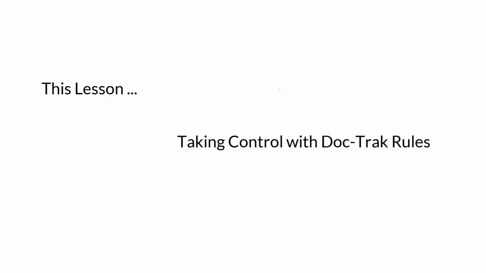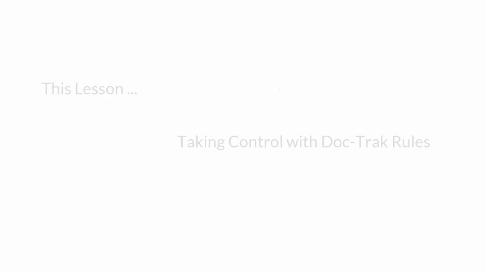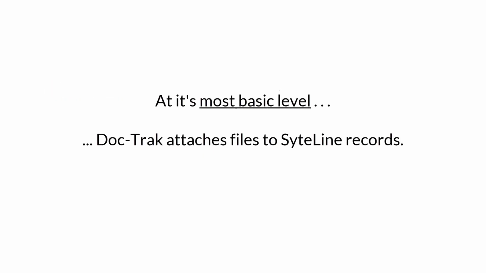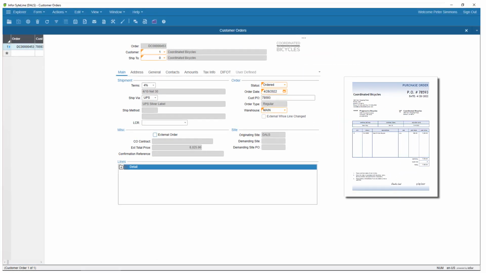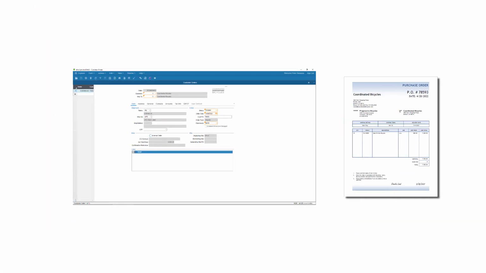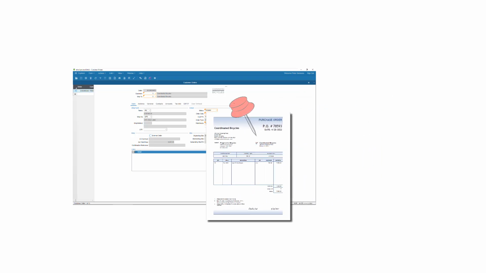For this lesson, we're going to introduce the 3 different document rules and explain why you'll want to use them. At its most basic level, DocTrack is a tool that can be used to attach files to Sightline records. For example, let's say you wanted to attach a PDF of a customer's purchase order to a Sightline customer order.